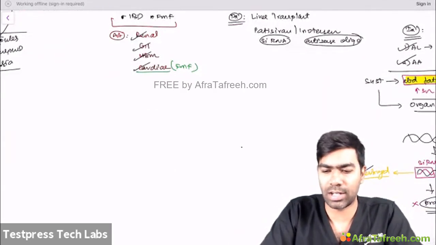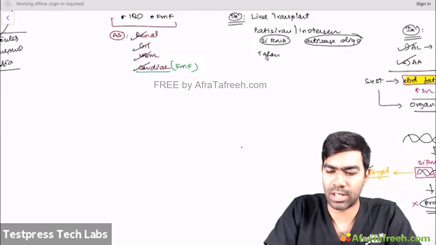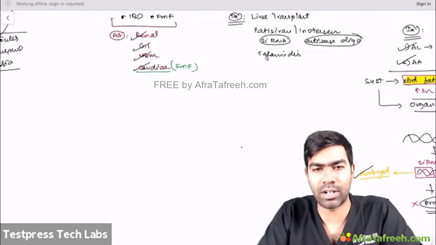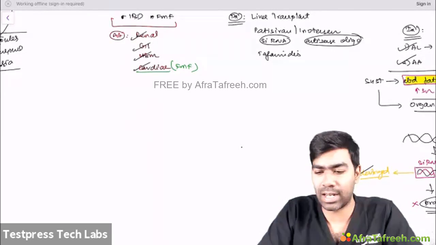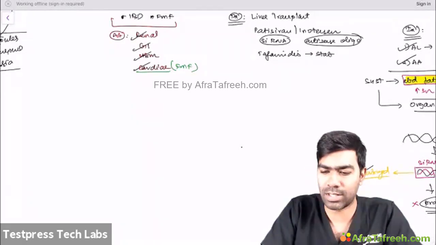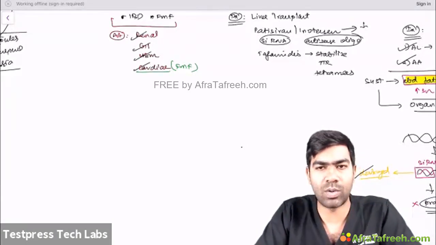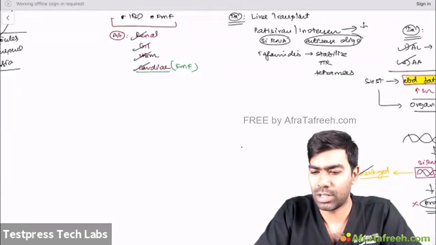And the third is something called tafamidis. Basically, this is an NSAID compound, a non-steroidal anti-inflammatory drug, that is going to stabilize the TTR tetramers. So that is tafamidis. And patisiran and inotersen generally tend to reduce the TTR production.